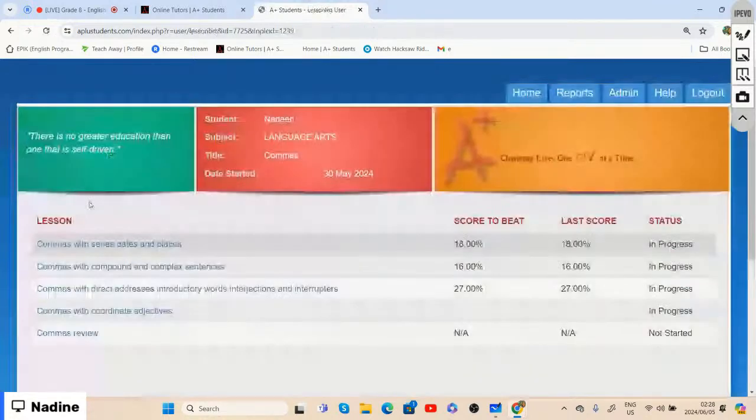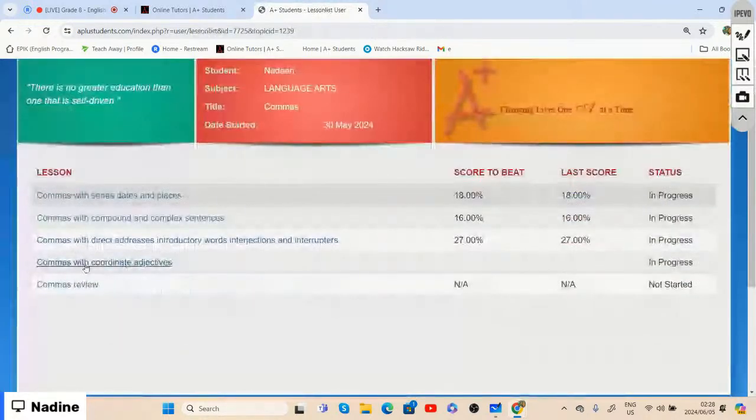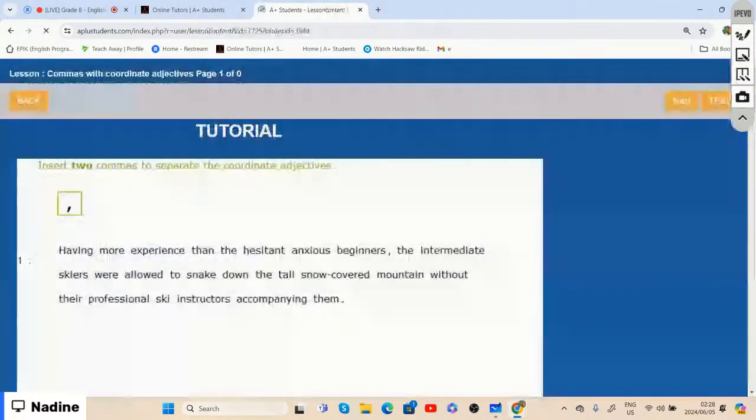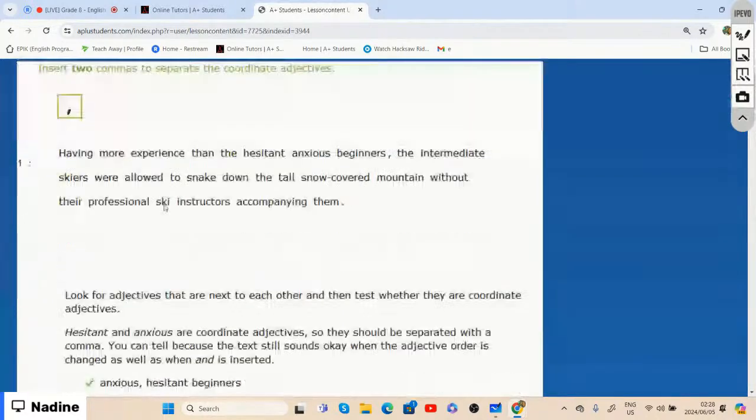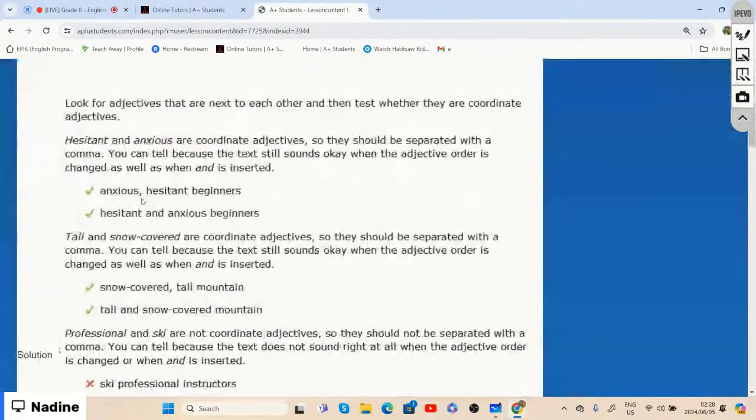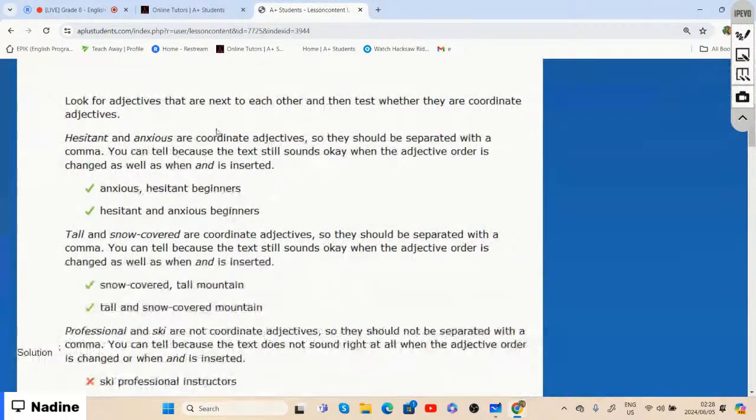All right, so now we're going on to the next one where we say commas with coordinate adjectives. So we need to insert two commas to separate the coordinate adjectives. And before we do that, we're going to find out what coordinate adjectives are. So it says to look for adjectives that are next to each other and then test whether they are coordinate adjectives, right?